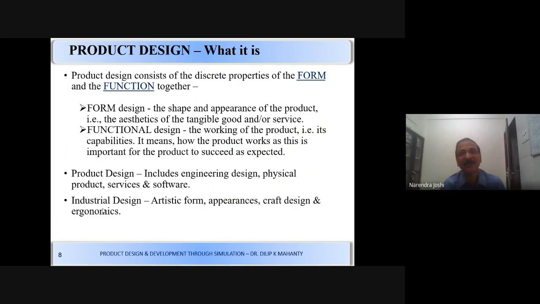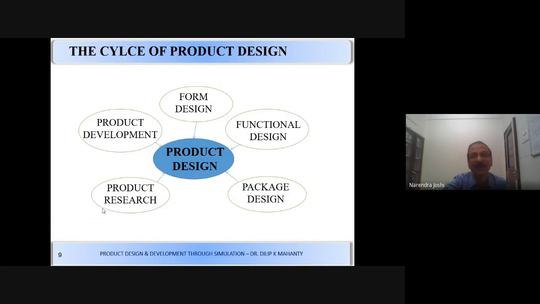We can think of the product as form design, and functional design, which is how you are getting the work done, the capabilities. So that leads to two important aspects called product design and industrial design. Product design includes engineering design, physical product, services, software. Whereas industrial design is aesthetic form, appearance, craft design, ergonomics. So both together give a new product output. And this is a cycle of product design.